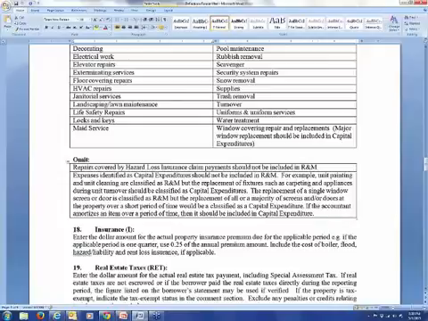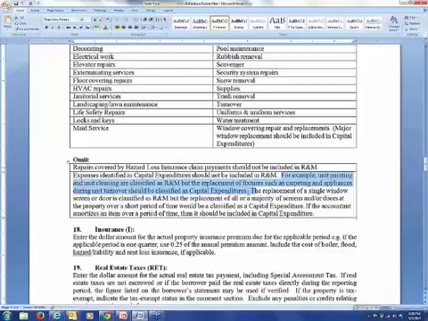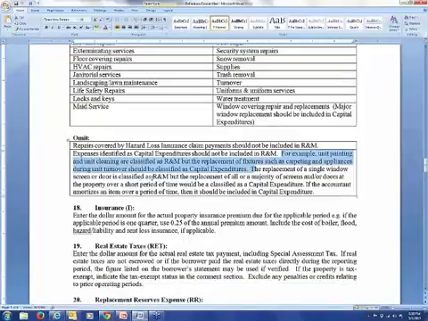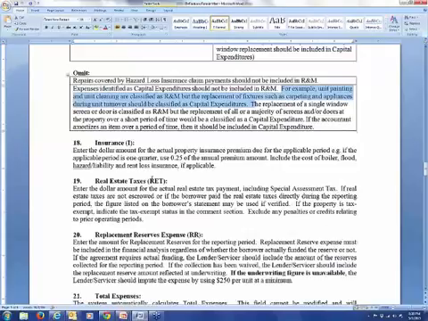Yeah, check this out. Here it explains it all for you. For example, unit painting and unit cleaning are classified as repairs and maintenance, but the replacement of fixtures, such as carpeting and appliances during unit turnover, should be classified as capital expenditures. That's how Fannie Mae looks at it. When I'm doing my books, I charge it off in the same year as an operating expense. So, this is a great document that will explain to you exactly how these things work.